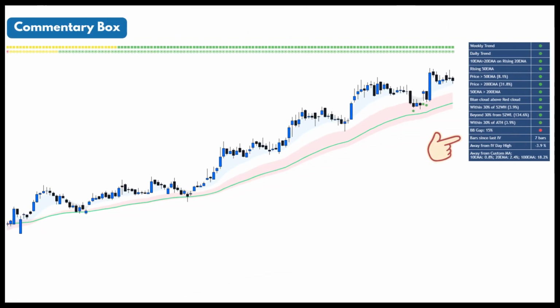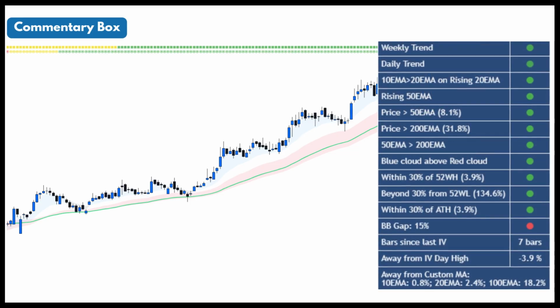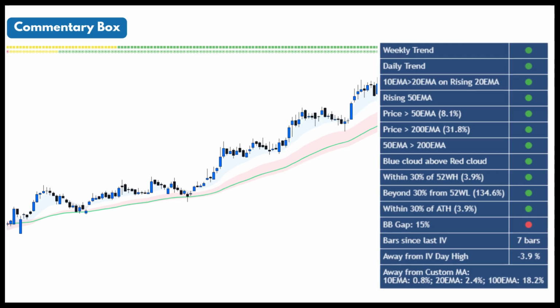Finally, the commentary box delivers quick stats. It gives you a quick green light on key rules like whether the price is above the 200 EMA, or if the 50 EMA is rising, how far is the current price from the 52-week high, etc.